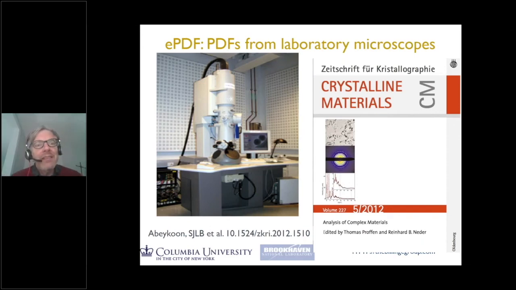What's important about that is that the best PDFs that we normally get with X-rays and with neutrons, you have to go to a major facility like an X-ray synchrotron source, whereas you can quite straightforwardly get PDFs from an electron microscope, which might be sitting somewhere in your lab.